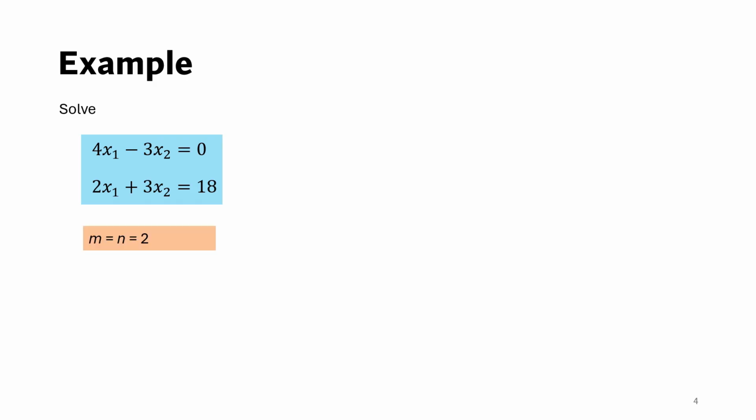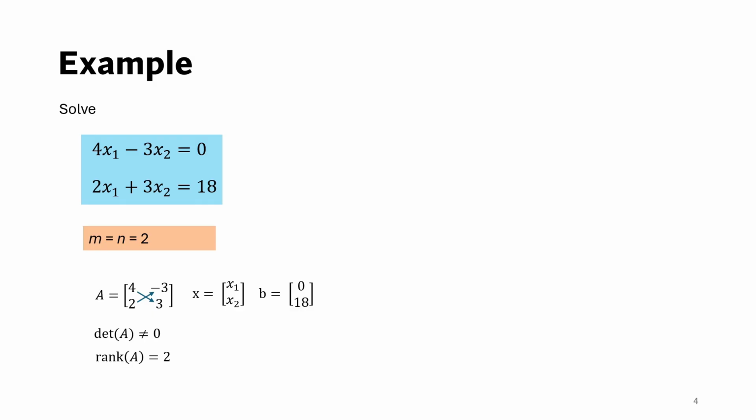We want to solve this system comprising two equations and two unknowns. We can write this system in matrix vector form, and we can easily compute and see that the determinant of A is non-zero. For a 2 by 2 matrix, the determinant is calculated by subtracting the product of off-diagonal elements from the product of diagonal elements.